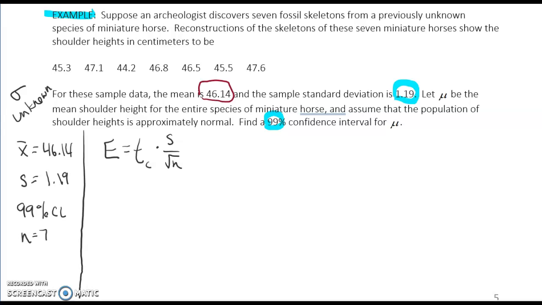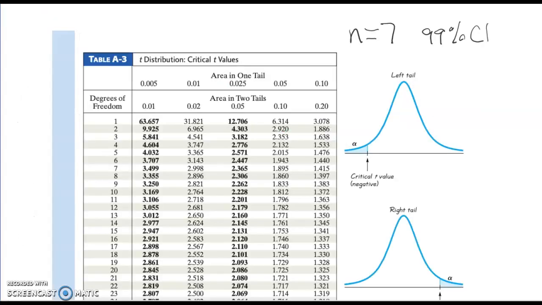So what we need to do is find the error. E equals t times s over the square root of n. So let's go to our degrees of freedom table, our t distribution, and find t. So since n is 7, we know our degrees of freedom is n minus 1. So degrees of freedom is 6 in this problem. So I'm going to highlight that row.